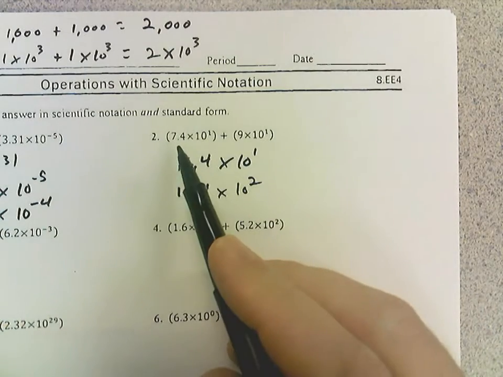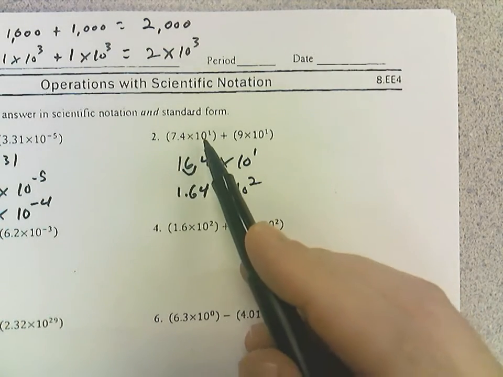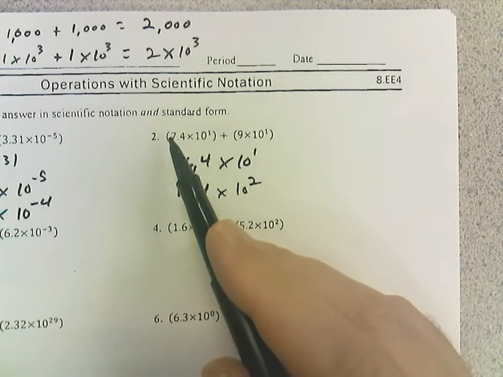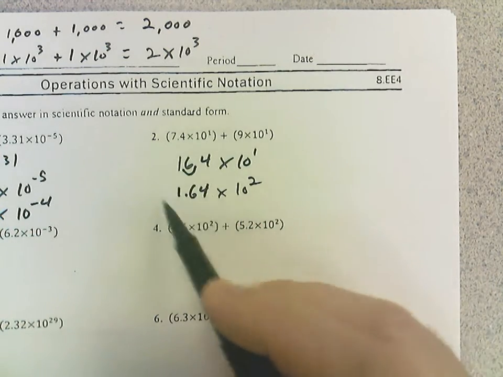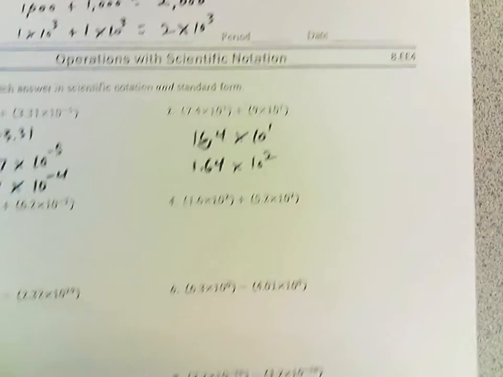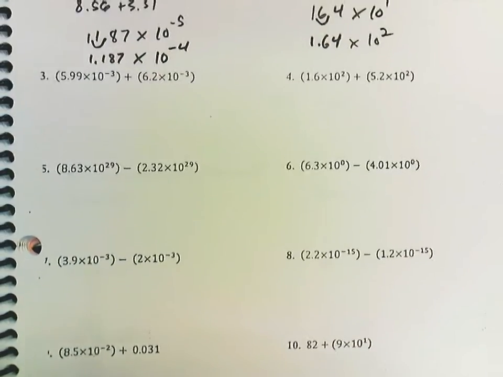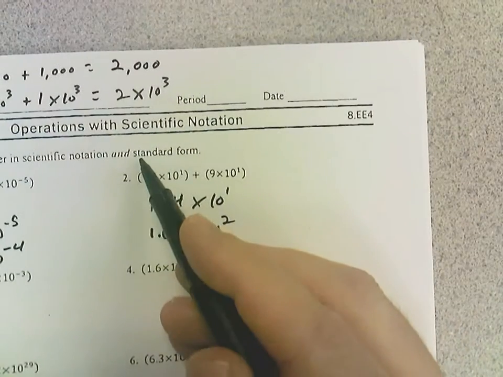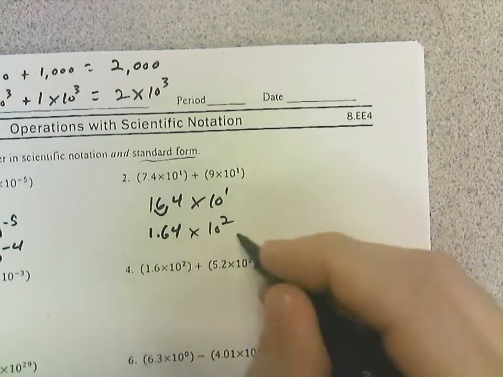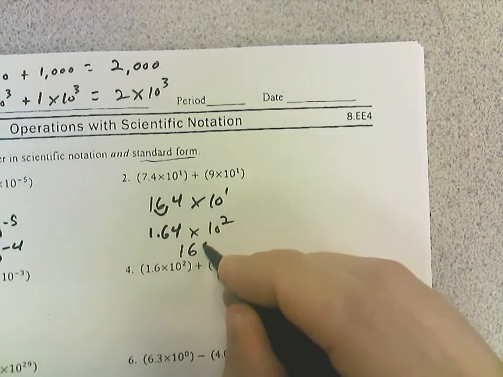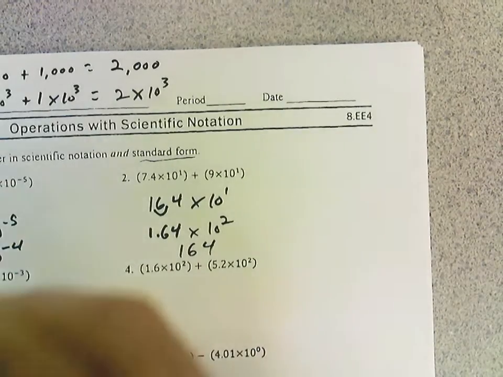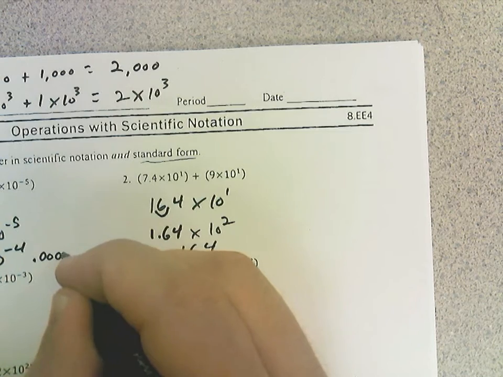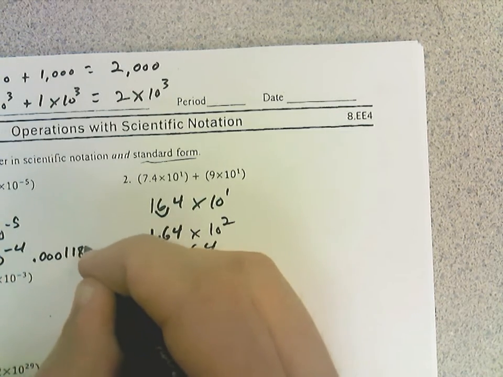If you think about it, 7.4 times 10 is 74, 9 times 10 is 90, and 90 plus 74 is going to be 164, which is what this is in standard form. Okay? Let's look at another example. And it does say to write this in standard form too, so I guess I will. So this is it in scientific notation, and then 164. And then this one was going to be 0.000187.